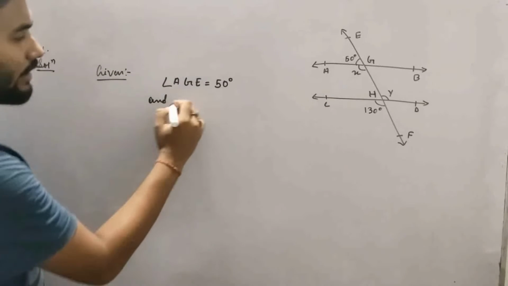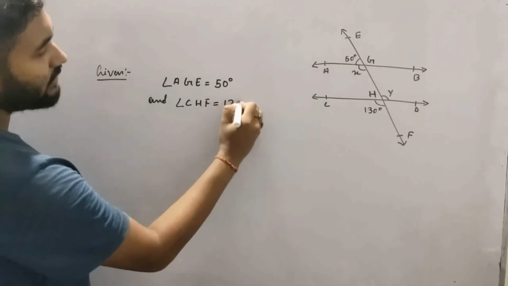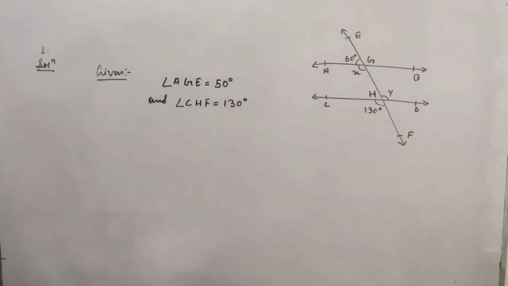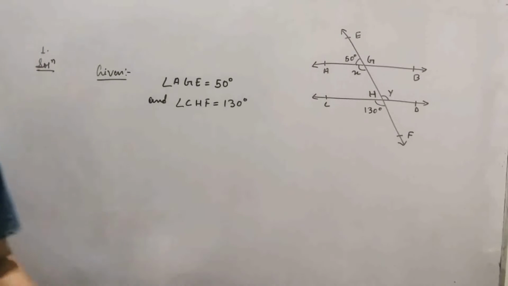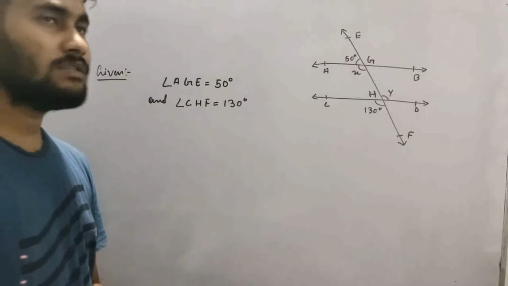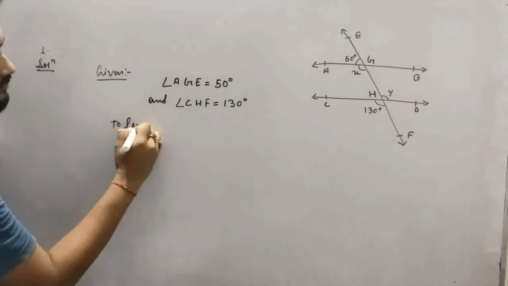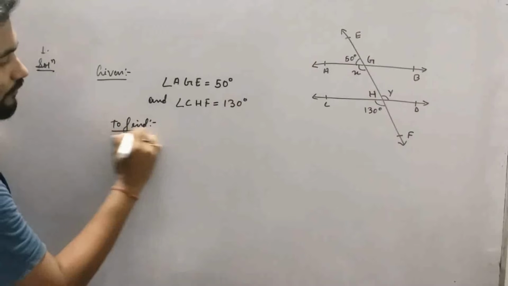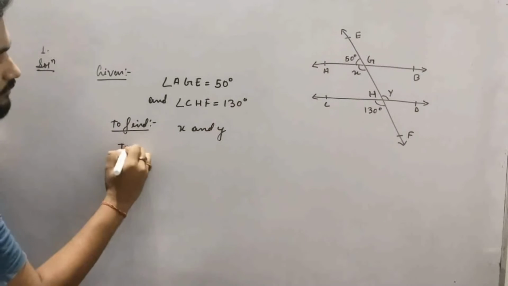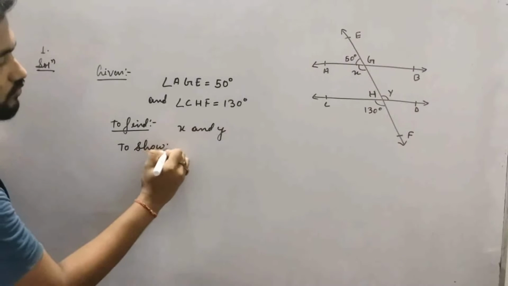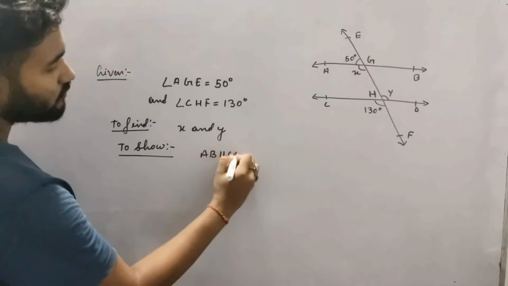Angle CHF will be equal to 130 degrees. What do we have to show in this question? At first we have to find X and Y, the values of X and Y. Then we have to show that AB is parallel to CD.